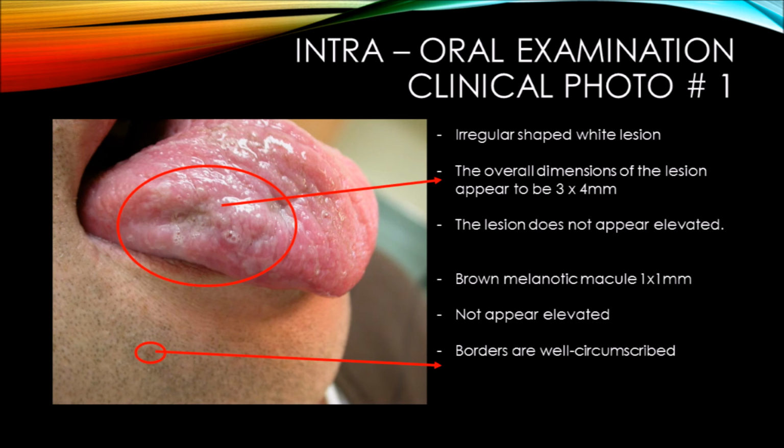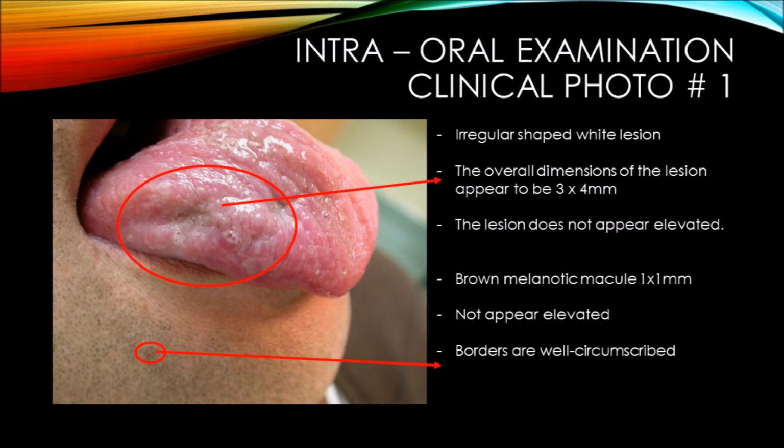Next, move on to dimensions. So for example, it could be like, the overall dimensions of the lesion appear to be 3 by 4 millimeters. Full stop. It's quite self-explanatory, that one. And next, talking about whether it's elevated or not. And again, you can put those two in a sentence. So again, the overall dimensions of the lesion appear to be 3 by 4 millimeters, and it does not appear elevated. Full stop.